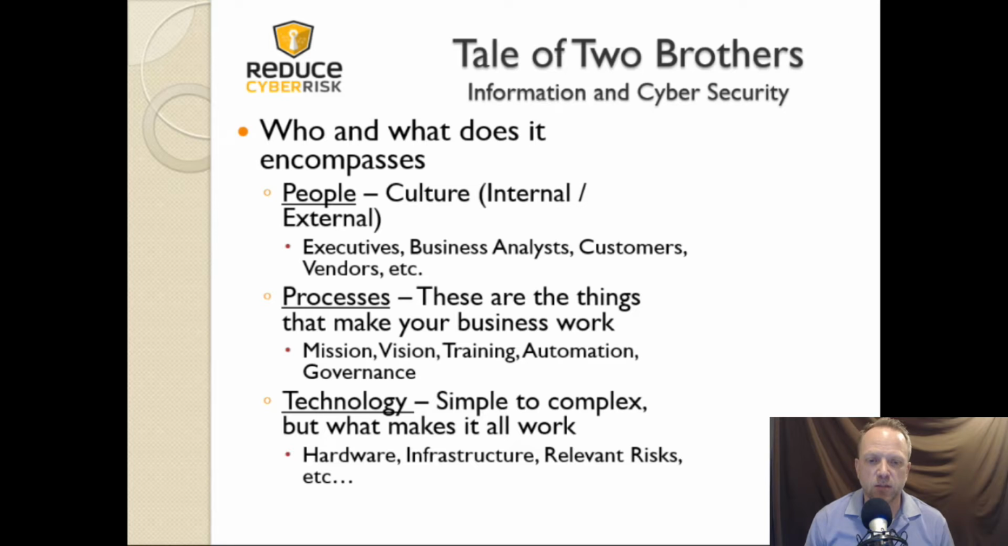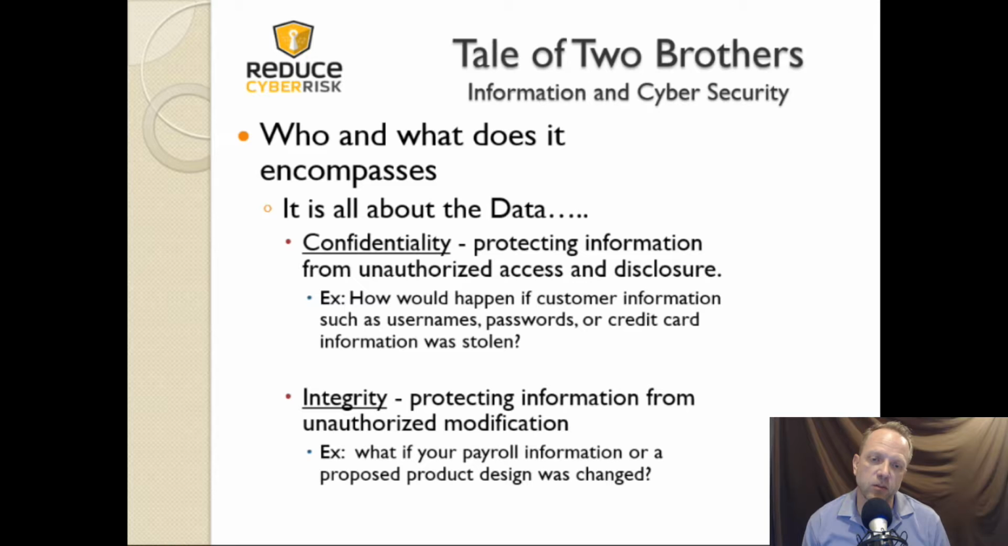It's protecting the information from unauthorized access and disclosure. Okay, so as an example we have out here on the screen, how would that happen? What would happen if information such as usernames and passwords or credit card information was stolen? Okay, so now that's something that's confidential. So I give my credit card information to somebody. They're keeping it, but it gets breached. It's gone. So now you broke the confidentiality of protecting my information. Now, depending on where you live, it could cost you a lot of money, or it could be no big deal. So those are things that you're going to have to be aware of.